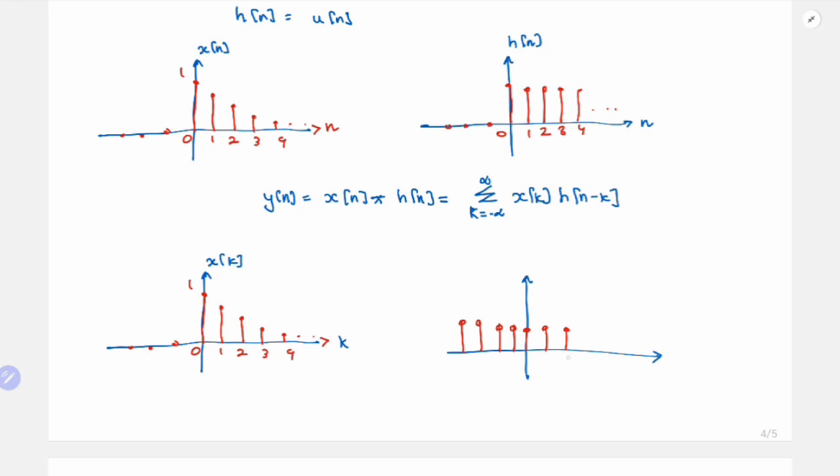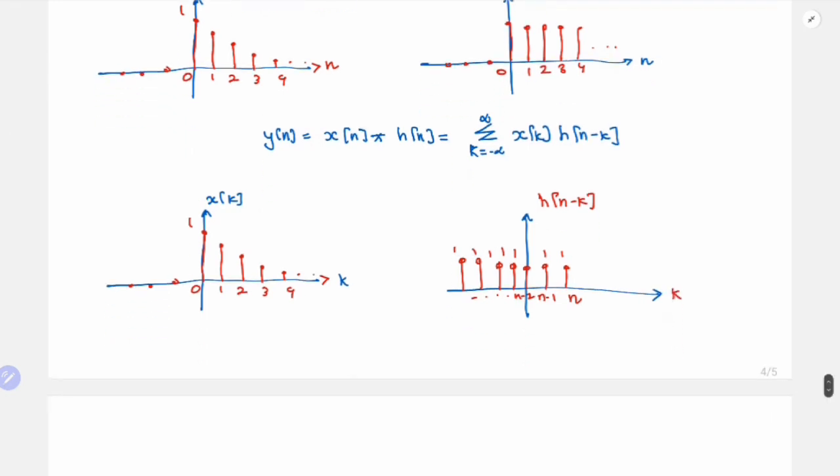And where will it start from? It will start from n, right? Because when I reflect it, I'll get h of minus k, and then I have to push right by n units to get h of n minus k. So this will be n minus 1, n minus 2, and so on. So all will have a value of 1. So this is k.